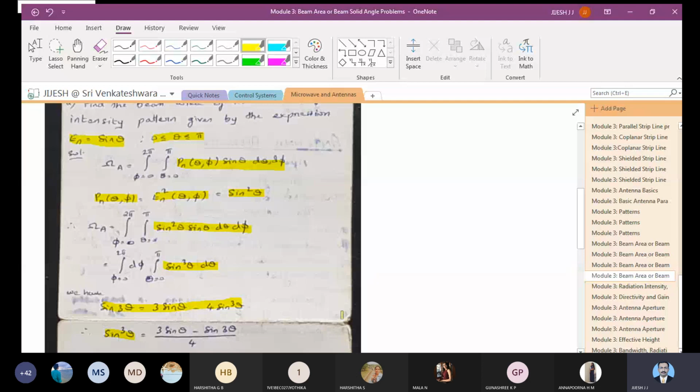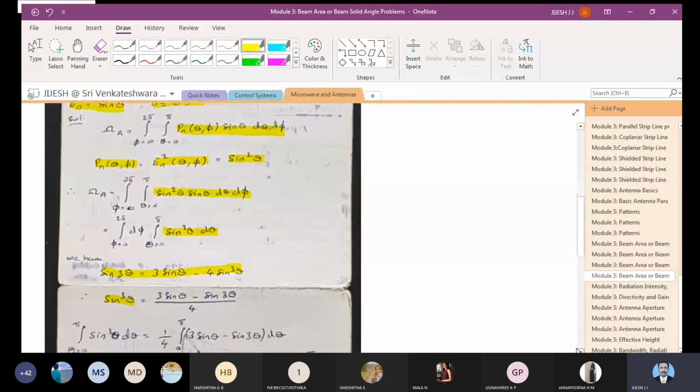So you'll get the integral of sine. I have taken the integral of sine cube theta separately. Finally, I'll substitute and simplify it further. So 1 by 4 integral from 0 to pi of 3 sine theta minus sine 3 theta. You need to do the integration for that.